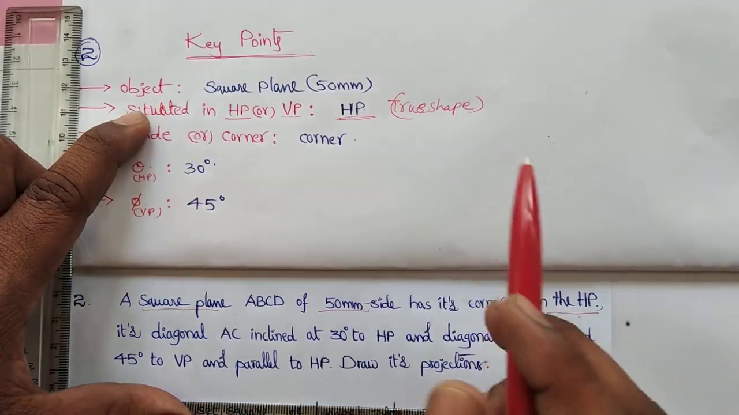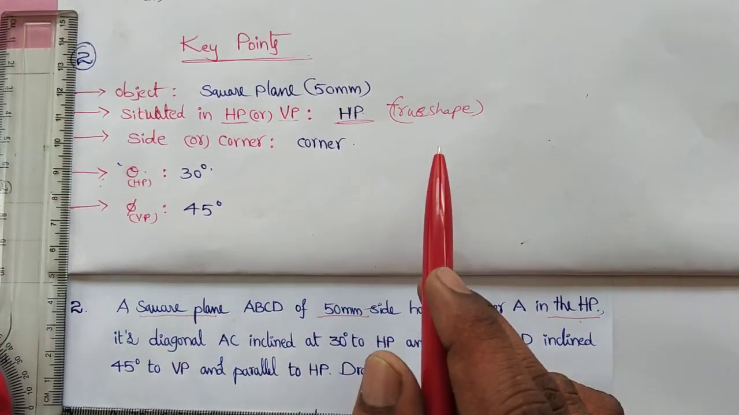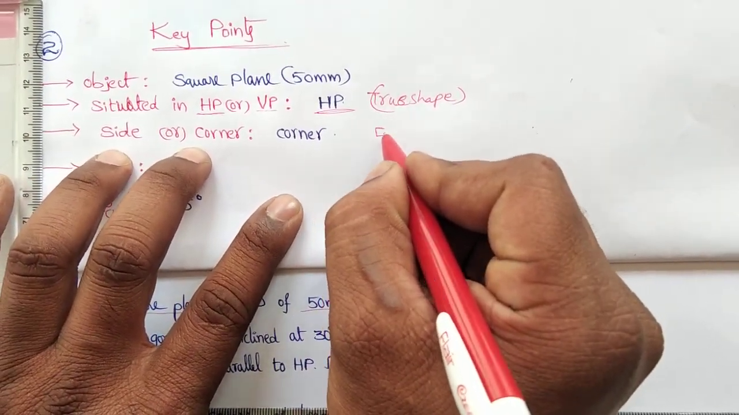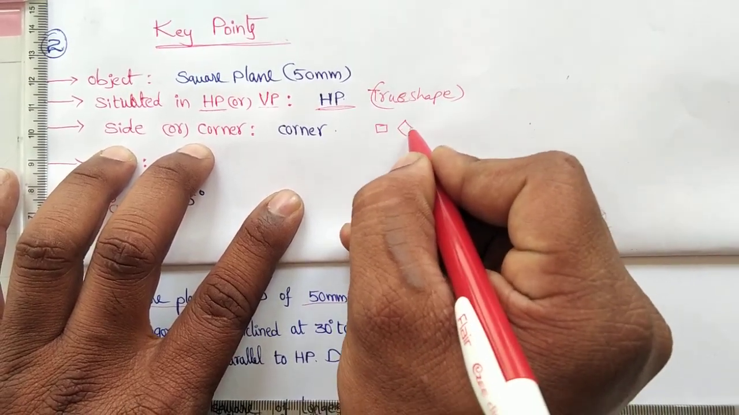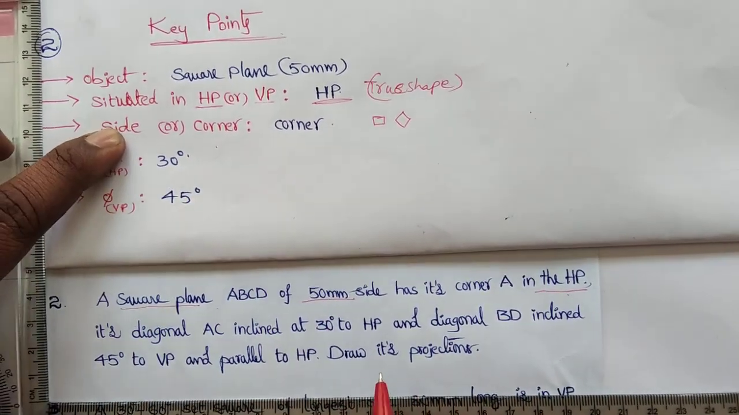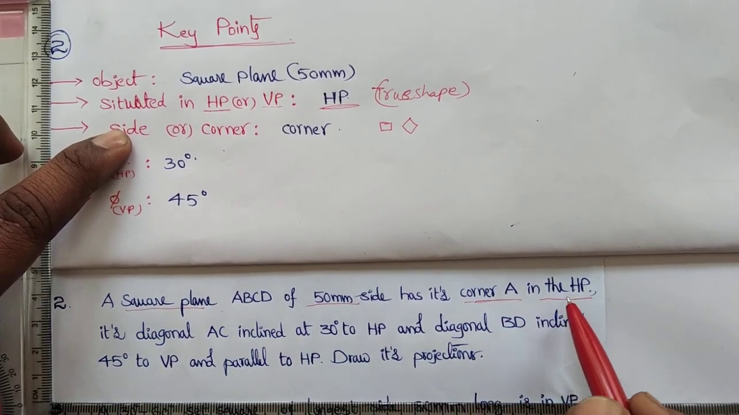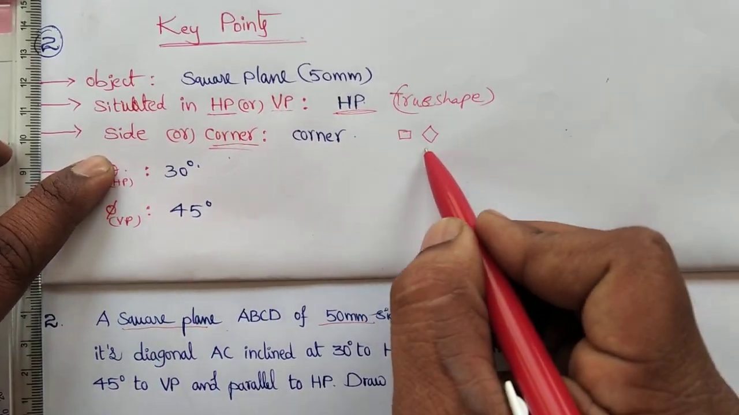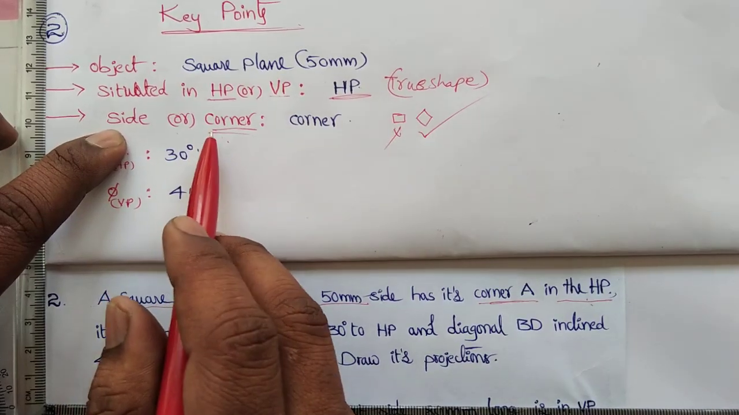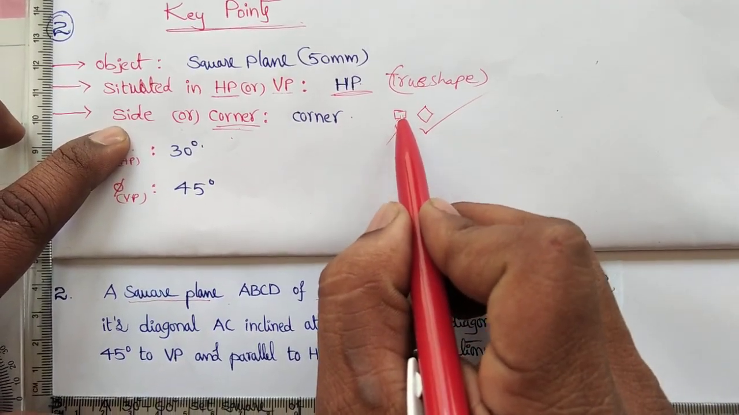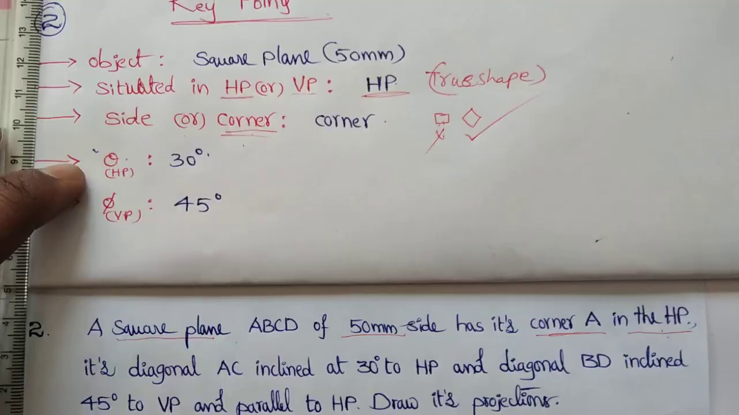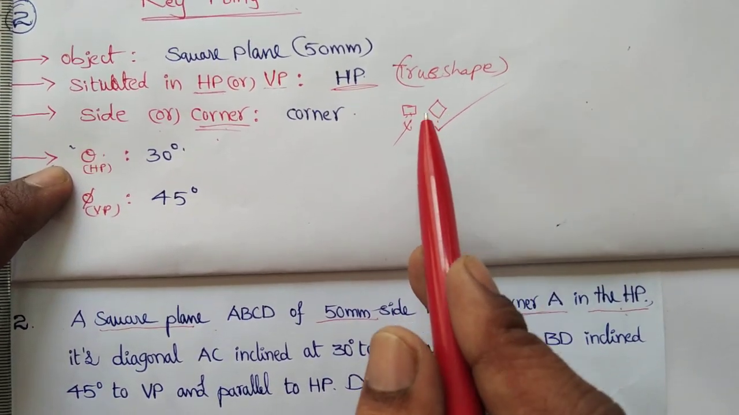That means, in the first stage, we know the square comes in the horizontal plane according to this condition. So how can we construct the square? Either this way or this way. That means we have the condition with the help of a side or a corner. Corner A is in the HP, so we should keep that corner on the left side in the simple position, not this one. Suppose a side is in the horizontal plane, we should go for this particular view. But according to this condition, corner A is in the horizontal plane, so here we should keep the corner on the left side in the simple position.